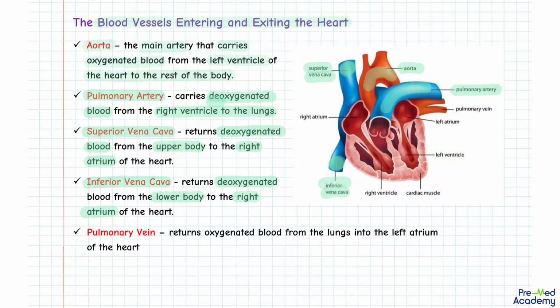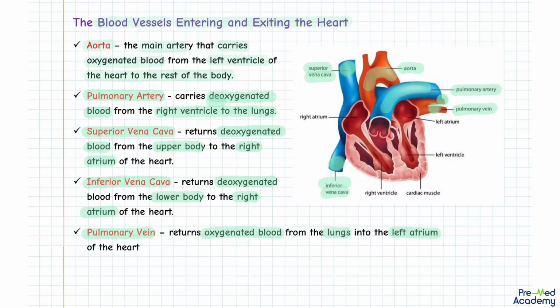And lastly, we have the pulmonary veins, which return oxygenated blood from the lungs into the left atrium of the heart. The pulmonary veins are harder to find in diagrams. They are usually drawn horizontally, as two small vessels. Here we can see two of them on the right side, but we can't see any on the left side.